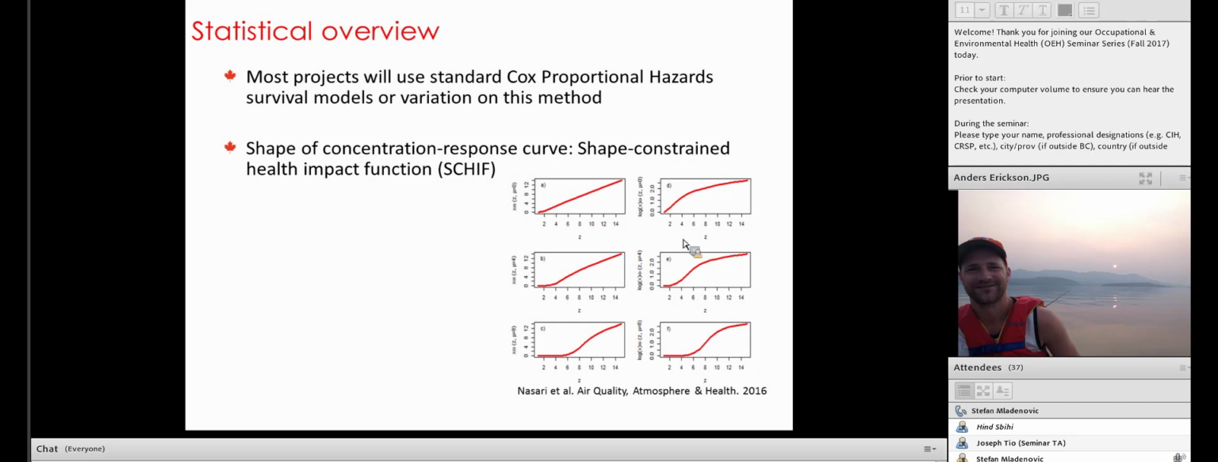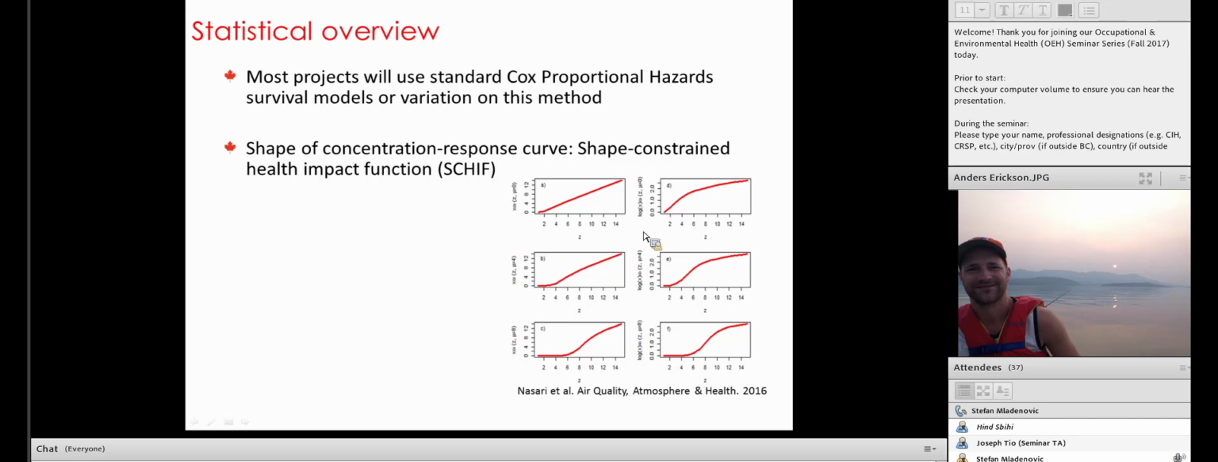So, the statistical overview. Most of the statistical models we'll be running are Cox proportional hazards survival models or slight variations of this method. One of those variations is what we see in these shapes. We're really interested in what the nonlinear association is between air pollution and mortality, and so you get what are called shape-constrained health impact functions, or SCHIF curves. The figure in panel A in the top left is pretty much a linear association, but then you can have any variation of these sigmoidal types of shapes.